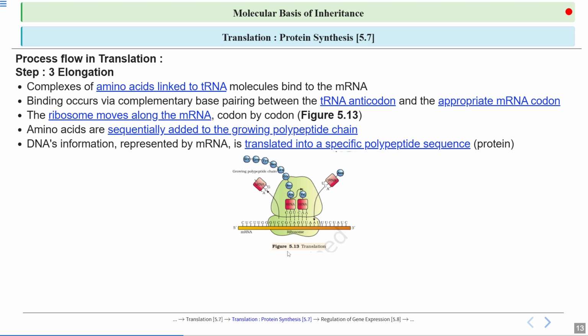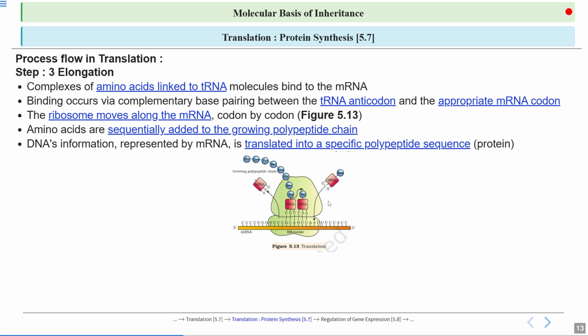Now the elongation step will happen. In this elongation step, the tRNA molecules which are linked to their amino acids will now start coming. Binding occurs by complementary base pairing between the tRNA anticodon and the appropriate mRNA codon. And the whole ribosome structure will move along the mRNA codon by codon, just like moving from one home to another to another. Just like in sequence, the ribosome is moving along the mRNA codon by codon.